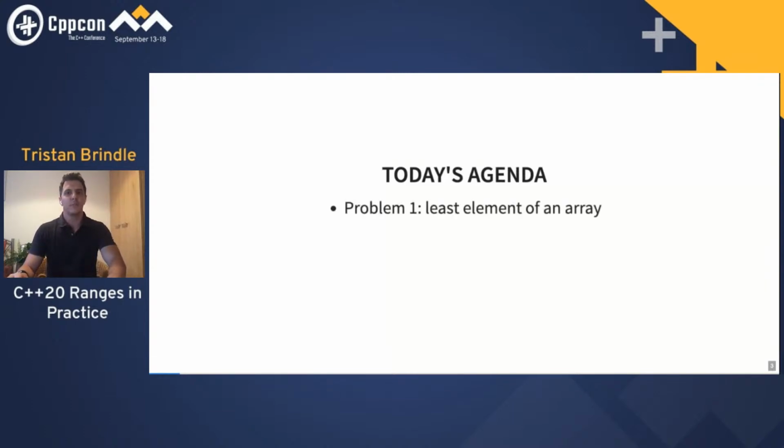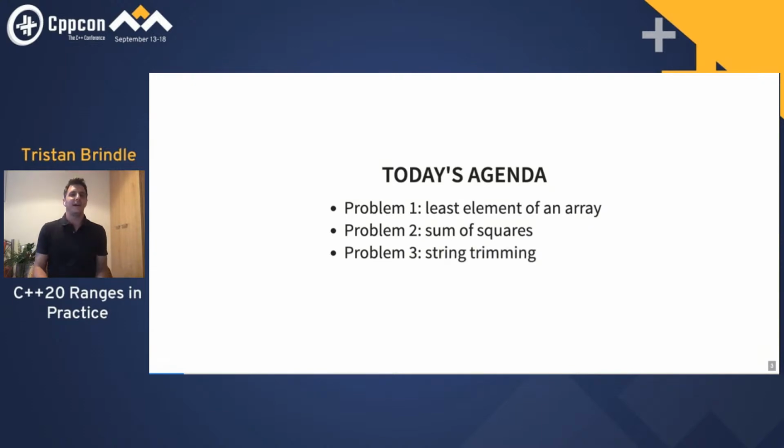As I say, we're going to look at three problems. First problem, we're going to look at how to find the least element of an array. Now, you're probably sitting there thinking, well, I know how to do this. This is silly. Stick with it. As I say, we're going down rabbit holes today. Second problem, we're going to look at how to calculate the sum of the squares of some numbers in an array. And then we're going to finish on my favorite problem, which is string trimming, and we're going to look at how we can use range adapters to do that, which I think is really, really cool, and I'm really looking forward to it.